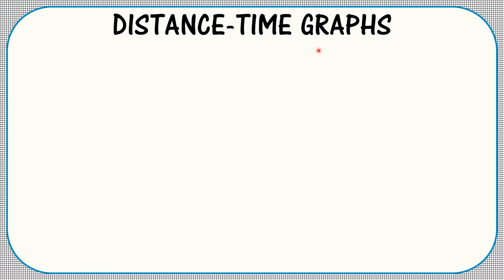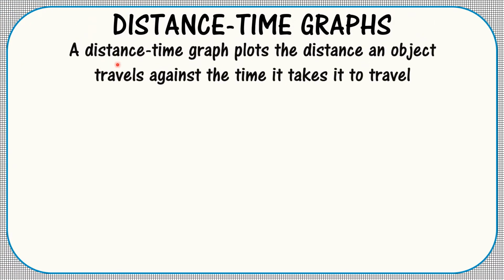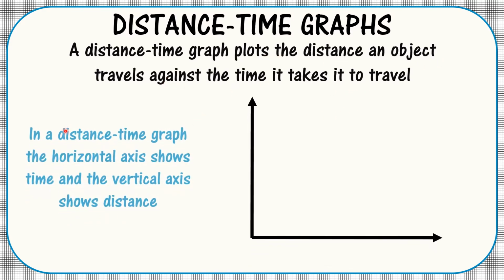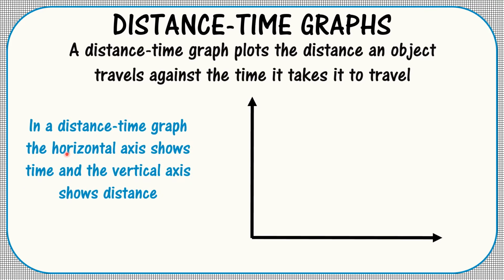So what are distance time graphs? A distance time graph plots the distance an object travels against the time it takes it to travel. What you need to understand is that in a distance time graph, the horizontal axis shows time and the vertical axis shows the distance. So along the horizontal axis we'll have time, and along the vertical axis we will have distance. We'll use this graph to plot the distance an object travels against the time it takes it to travel.